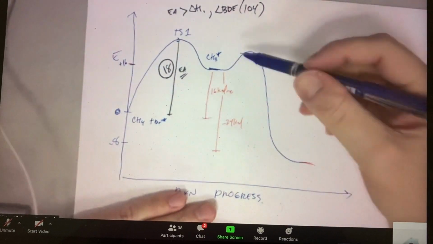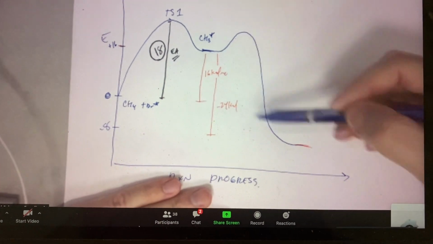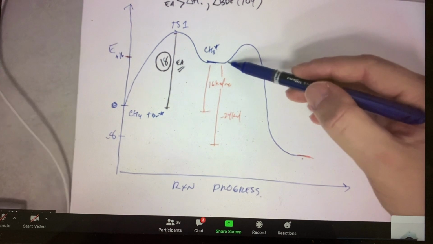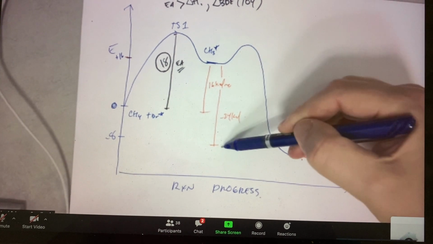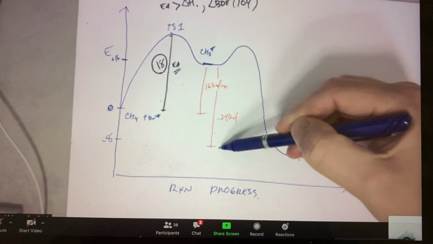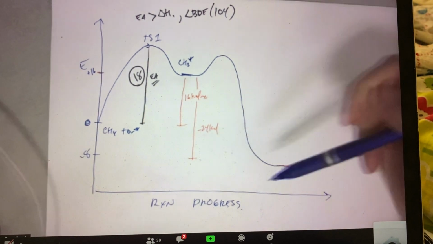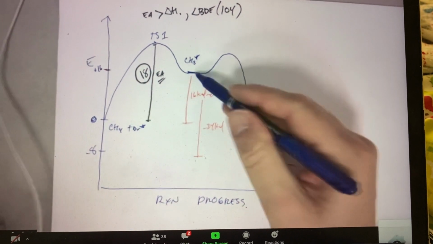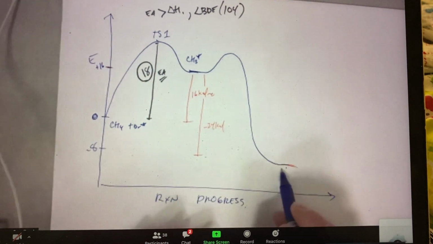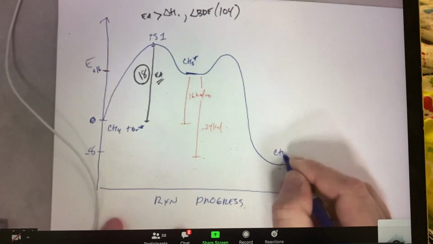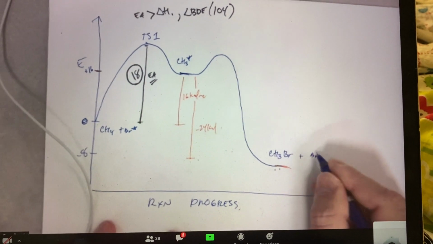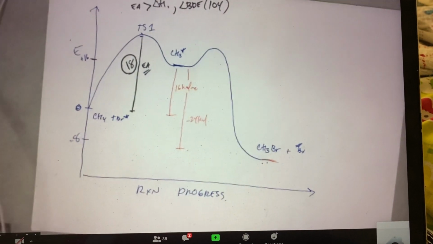But going from our second propagation step to our final products was calculated being minus 24 kcals per mole from here to here. It's in our calculations, minus 24. The summation of this is minus 8. So while this is minus 24, this is plus 16, minus 24, the overall energy of the reaction at the end when we make methyl bromide plus our bromine radical is going to be down here.